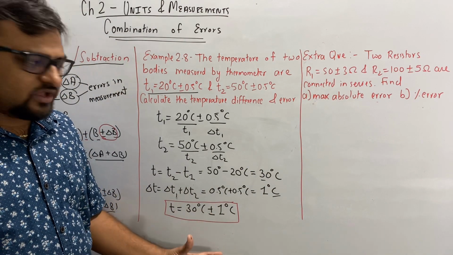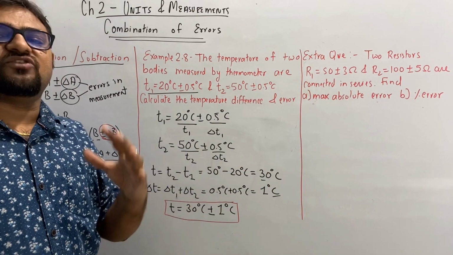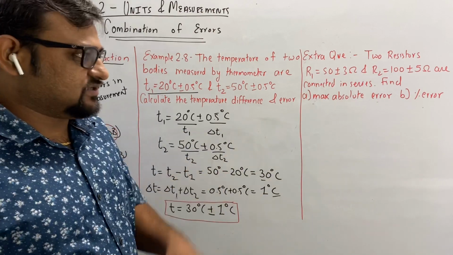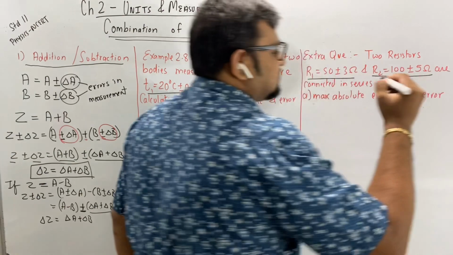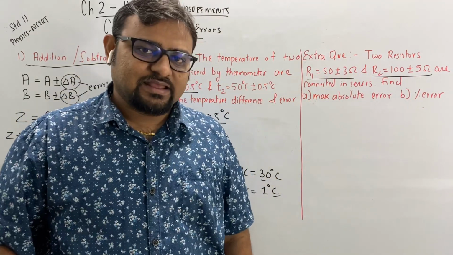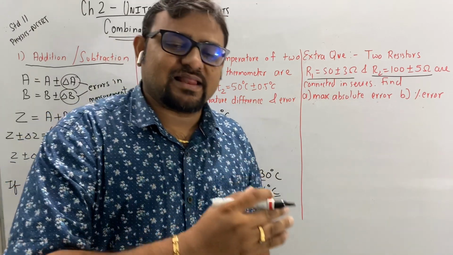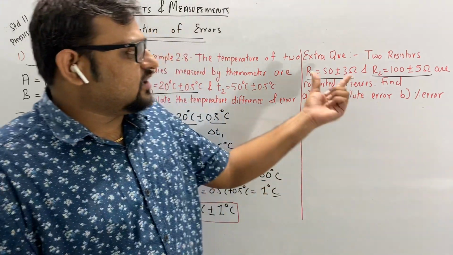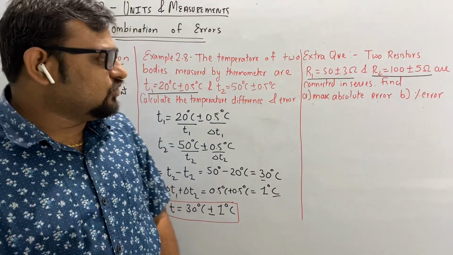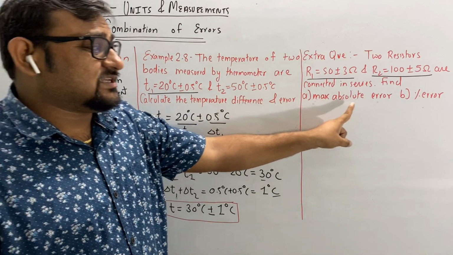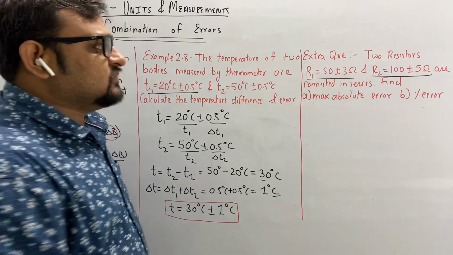Clear? Okay. Now, one more extra question based on the combination of error of addition and subtraction. Now, see here two resistors are given. You might have studied this in standard 10, right? Series connection of resistors and parallel connection of resistors. So here R1 and R2 are connected in series, and you have to find out A, maximum absolute error, and B, percentage error.